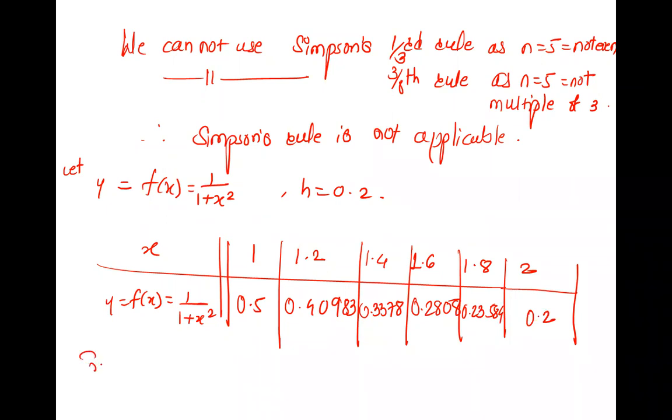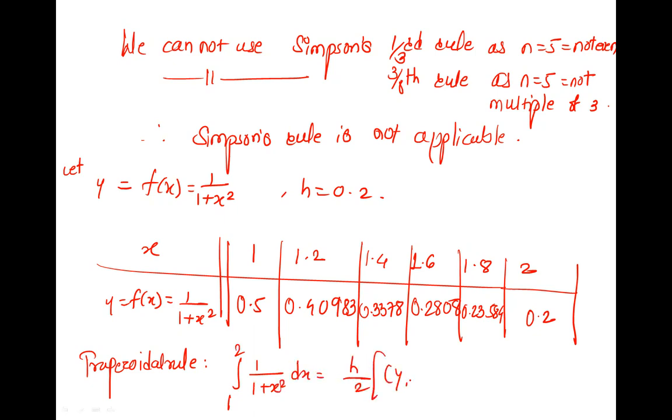So now we are solving by the trapezoidal rule. Write that trapezoidal rule: integration from 1 to 2 is asked, 1 upon 1 plus x square dx, equals h by 2 times y0 plus y5 plus 2 times y1, y2, y3, y4. In trapezoidal, any number of n works, so it is not the case in trapezoidal. Okay, solve it and tell me the answer, please.